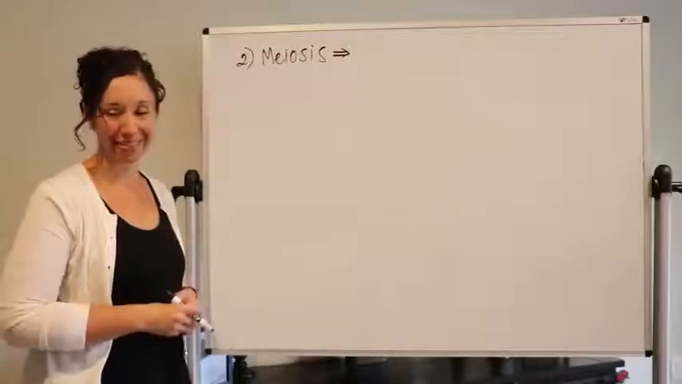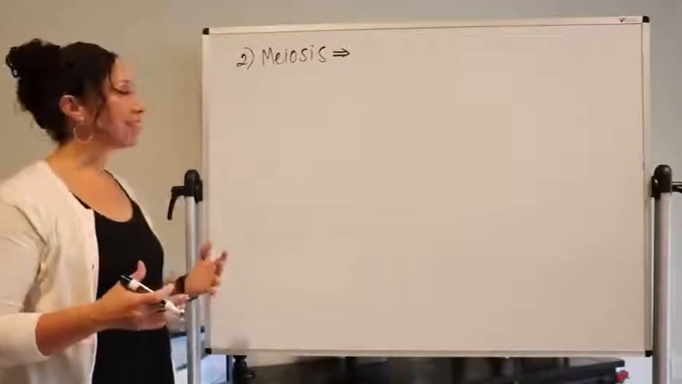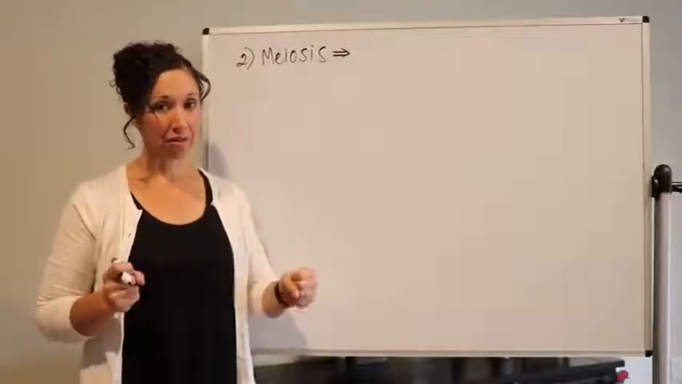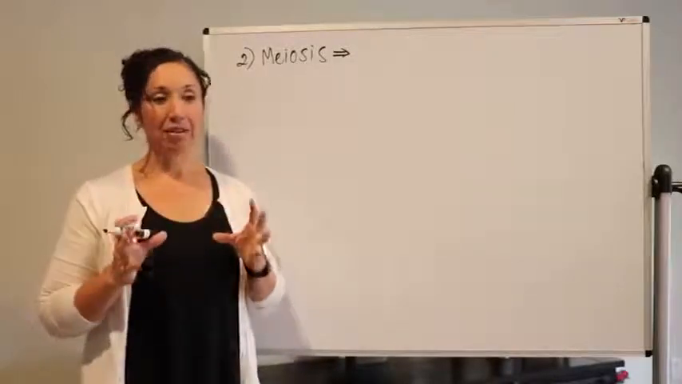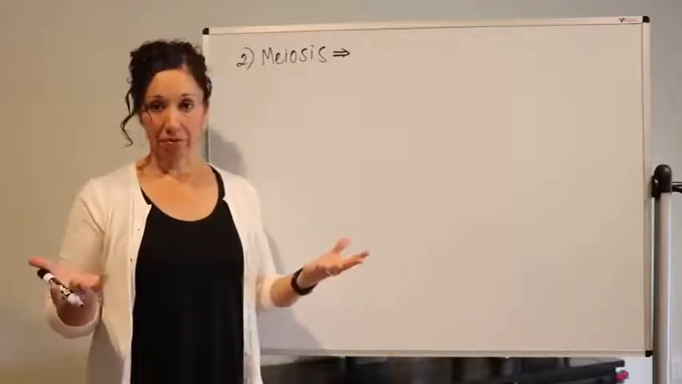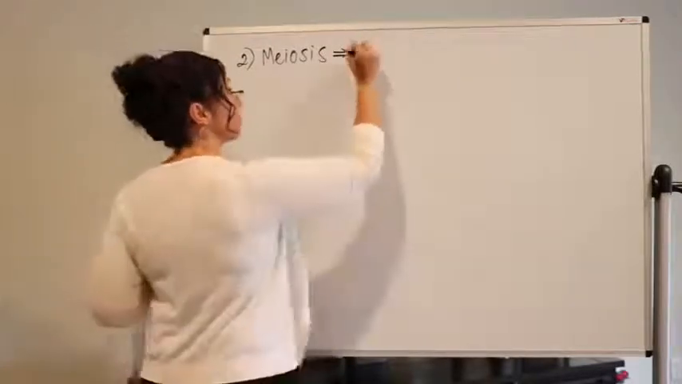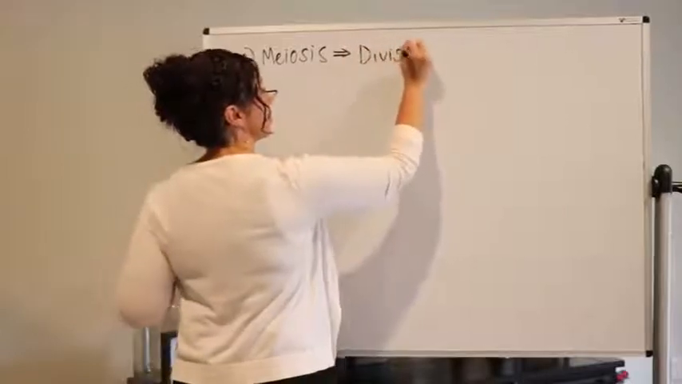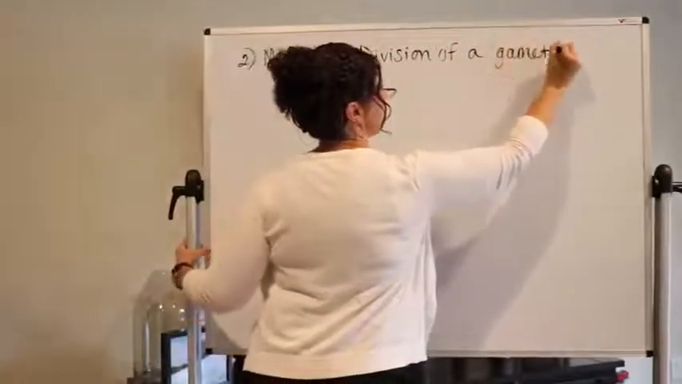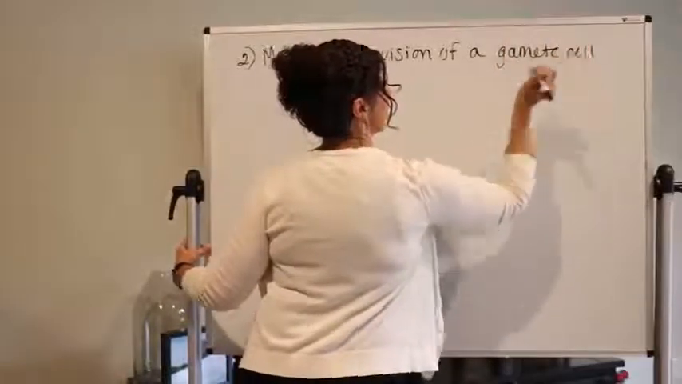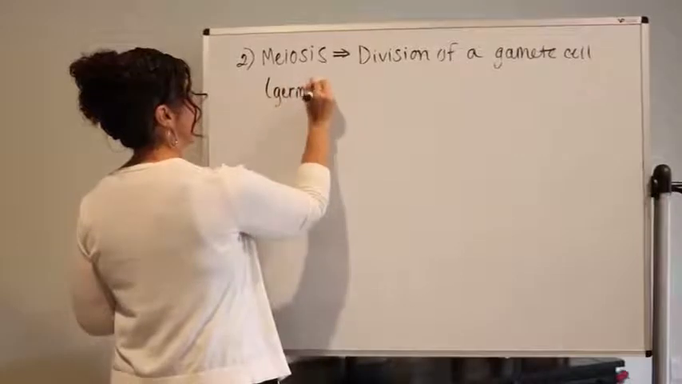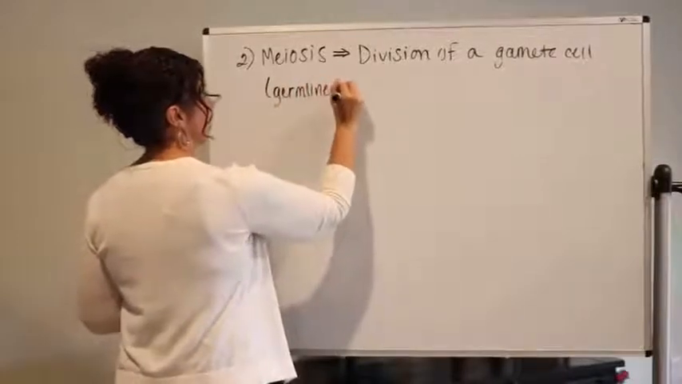I learned meiosis. So meiosis is a division of a gamete cell or a germline cell. Those are synonymous terms. So gametes and germ cells are specifically the sex cells of your body. So division of a gamete cell. And you could also think germline, egg and sperm.